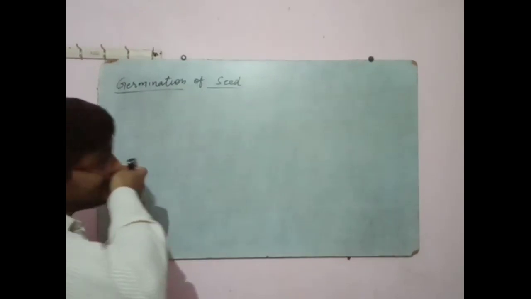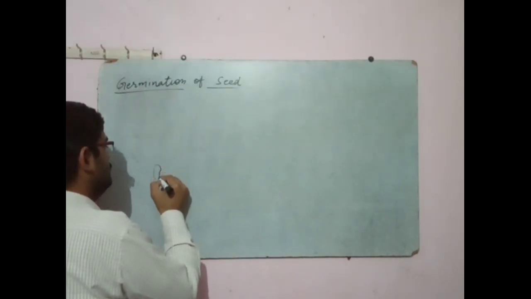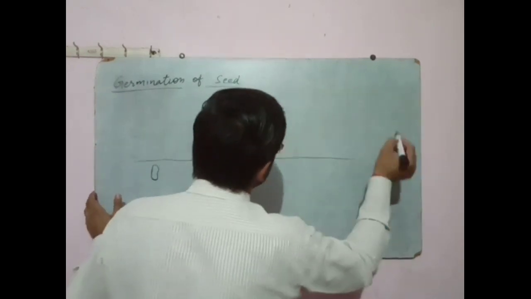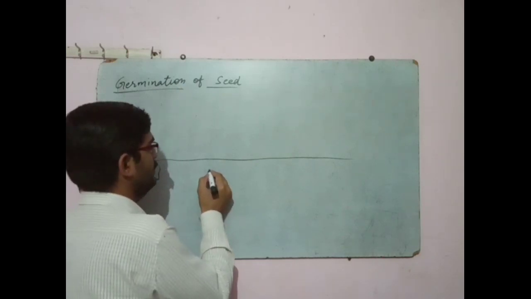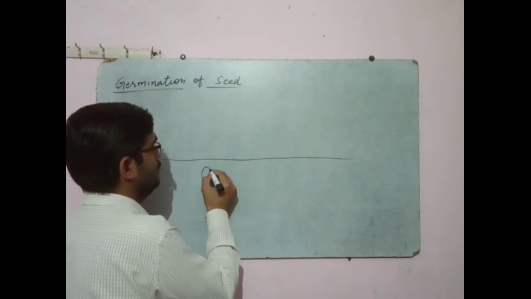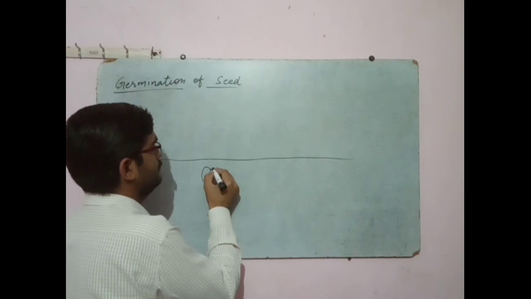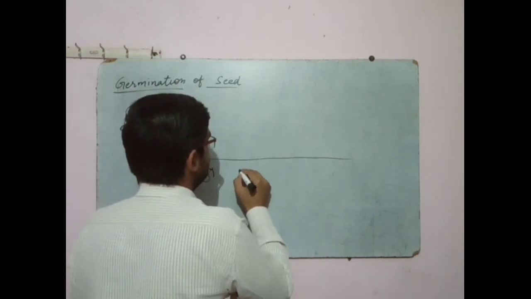How does it take place? Suppose we have any seed. Okay, that is the ground level. When the seed is sown in the soil and it gets some favorable conditions, then it starts developing into a new plant. Okay, now what happens?